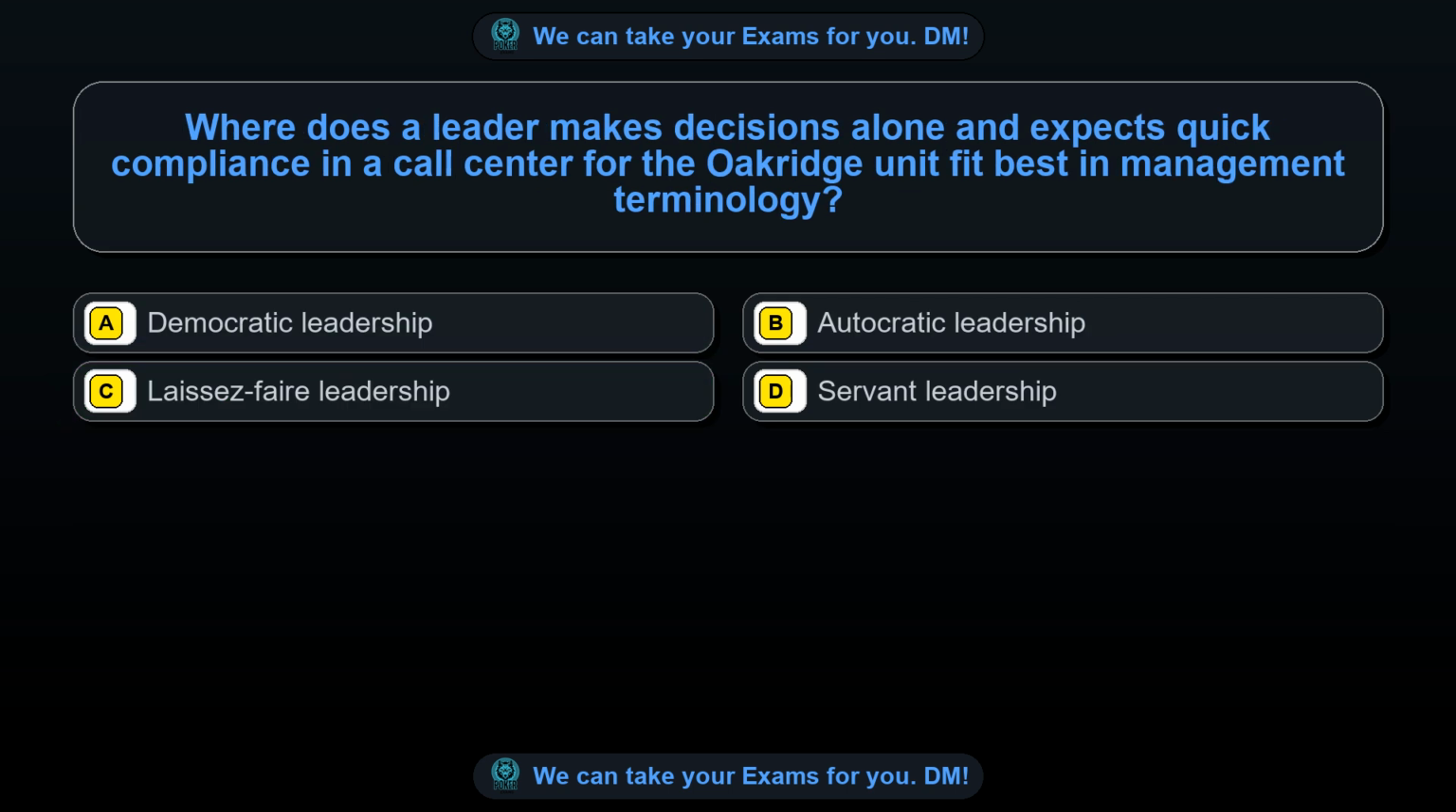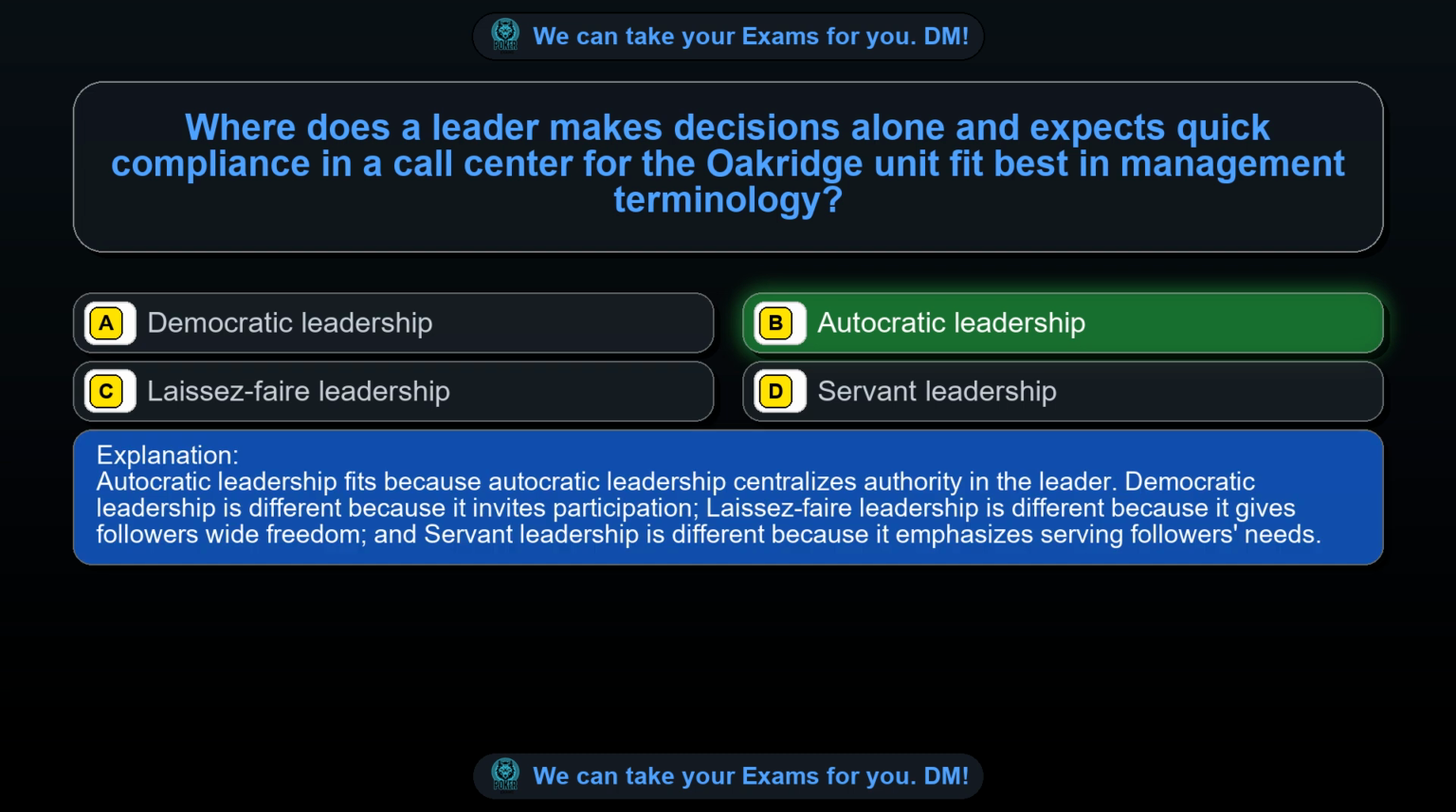Question 78. Where does a leader who makes decisions alone and expects quick compliance in a call center for the Oak Ridge unit fit best in management terminology? Option A, democratic leadership. Option B, autocratic leadership. Option C, laissez-faire leadership. Option D, servant leadership. The correct answer is option B, autocratic leadership.